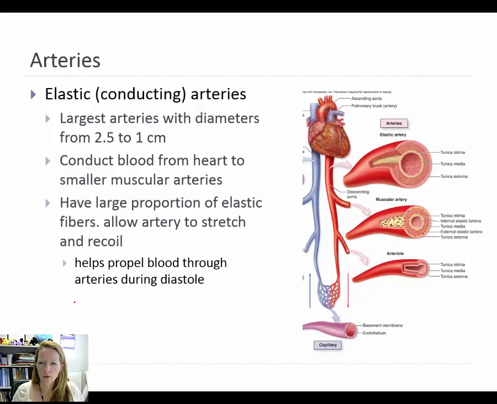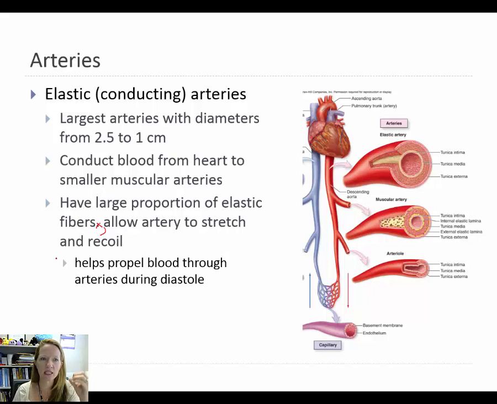They are known as elastic arteries because they have a large proportion of elastic fibers. And what that does, if you think about what elastic fibers were good for, is allow that stretch and recoil, stretch and recoil. So think about the aorta as an example: it's attached right to the heart. When the heart contracts, blood is going to push through that aorta and it actually is going to expand. And then whenever the heart relaxes, it recoils back to its original shape.